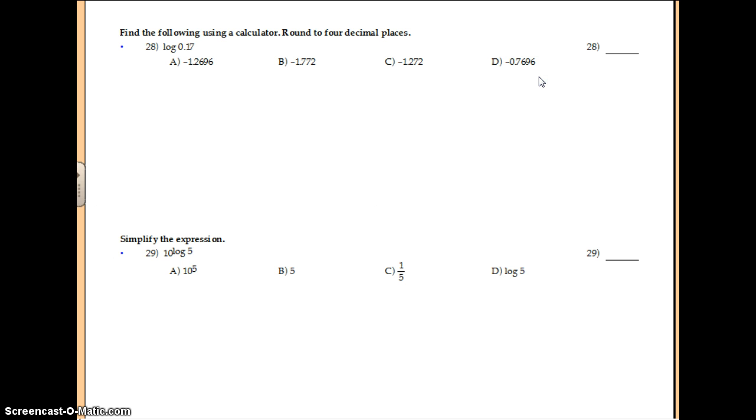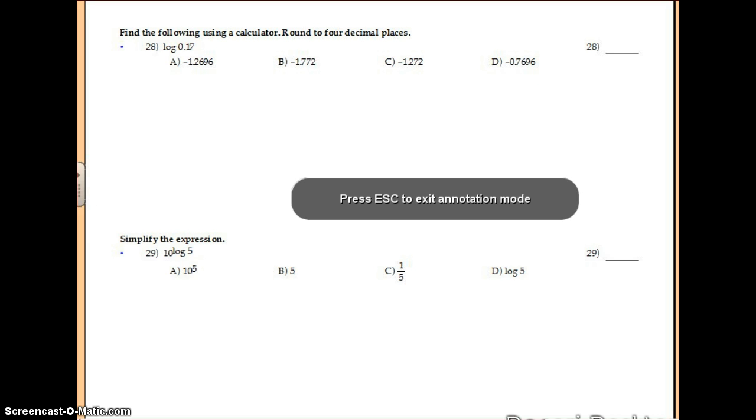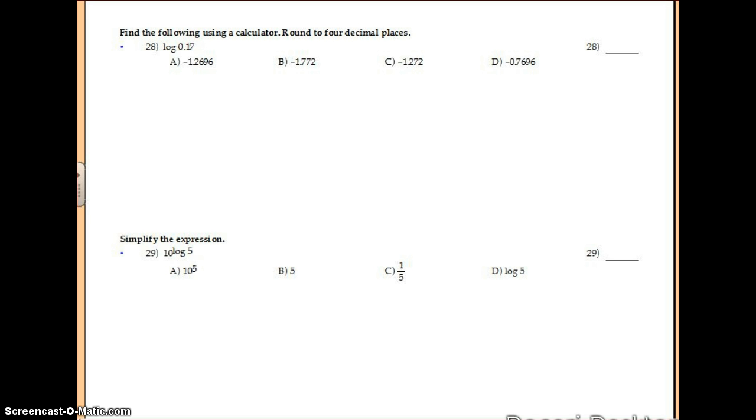Okay, had a little technical difficulty there. We'll go back to this. We had 10 to the log base 10 of 5. Anytime your bases are the same, your answer is just going to be the number you have in the exponent, which is 5. So the answer is B.